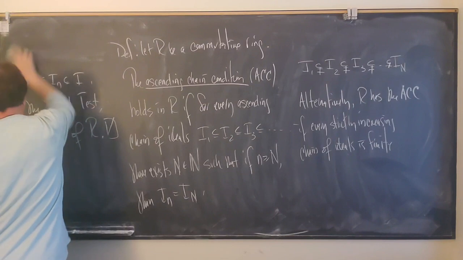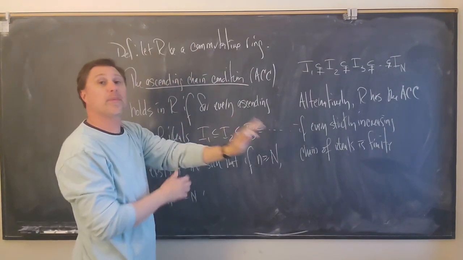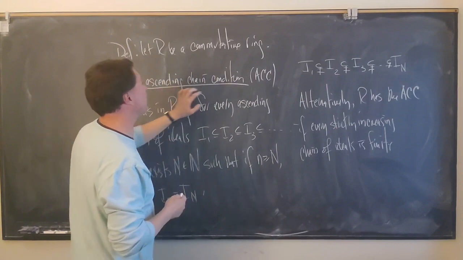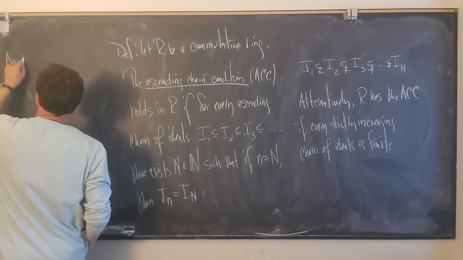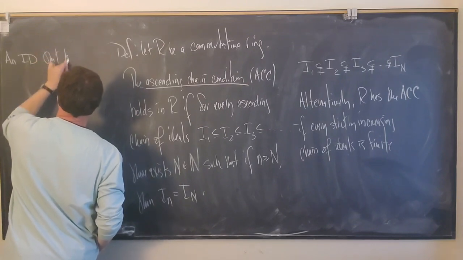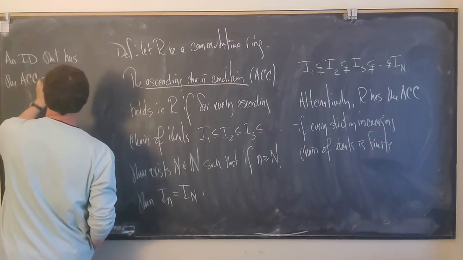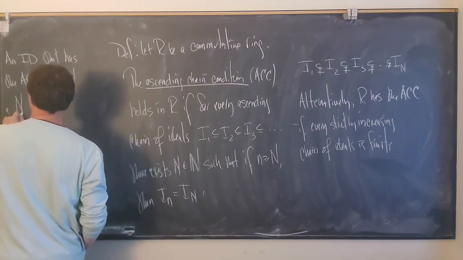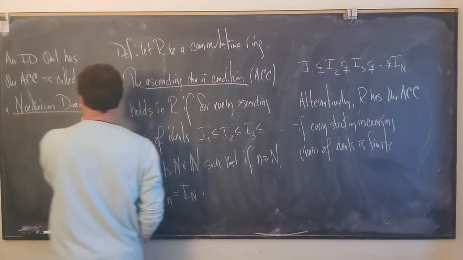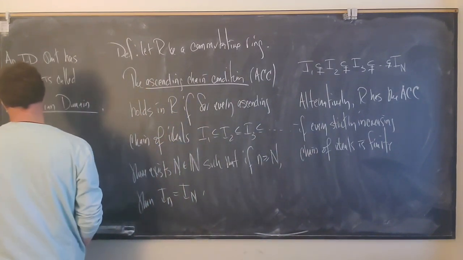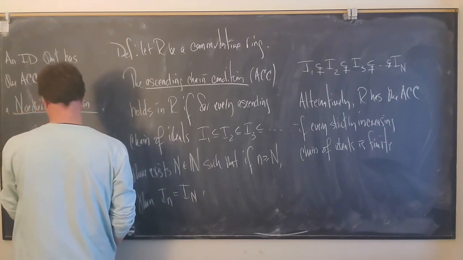A piece of terminology, I guess. We define the ascending chain condition in a commutative ring if you happen to be in an integral domain. So an integral domain that has the ascending chain condition is called a Noetherian domain. It's after a famous person, one of the people who helped develop ring theory, named after Emmy Noether.